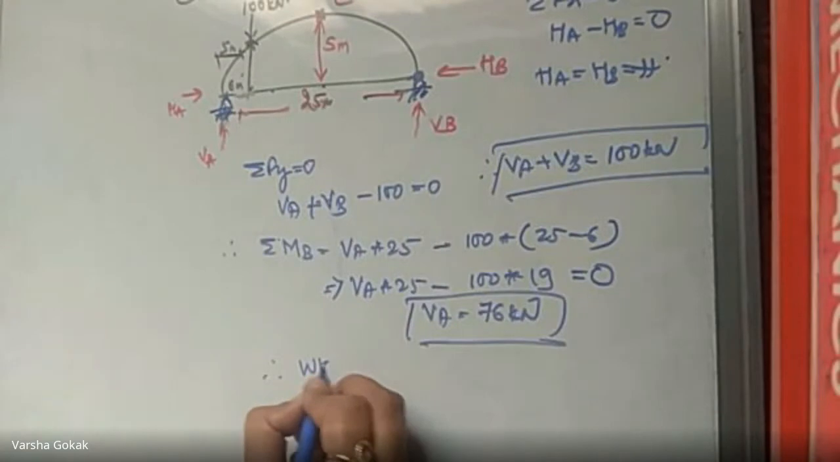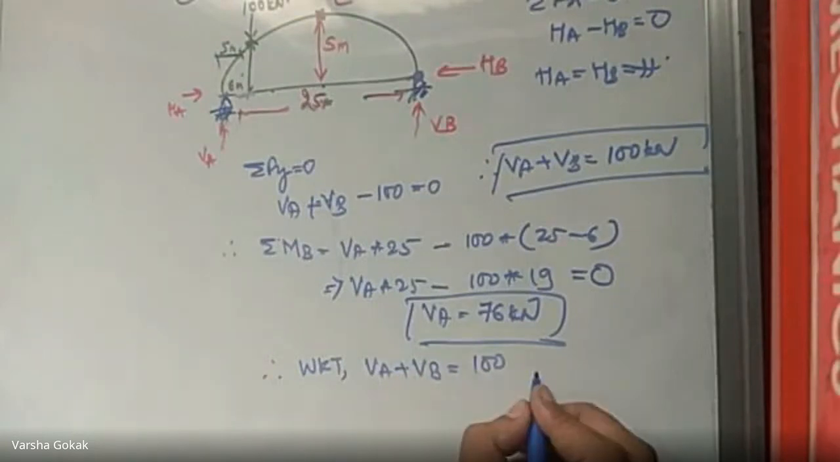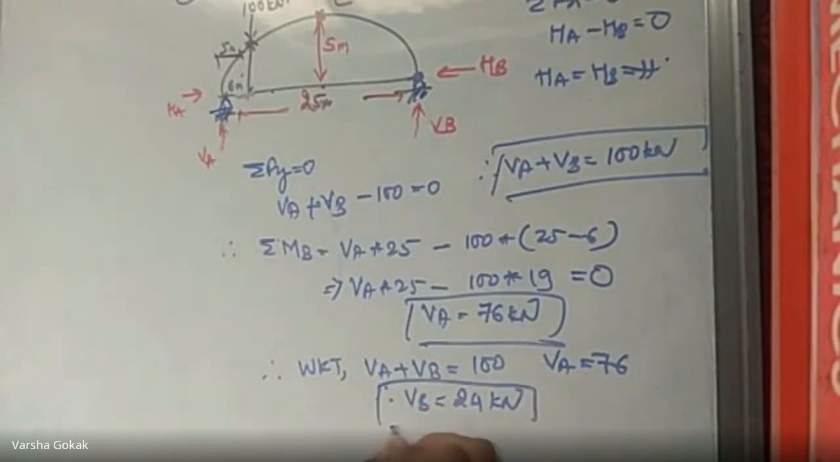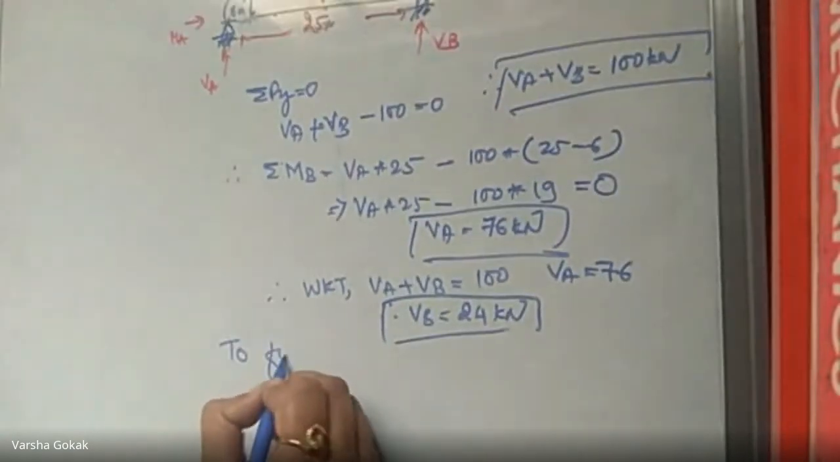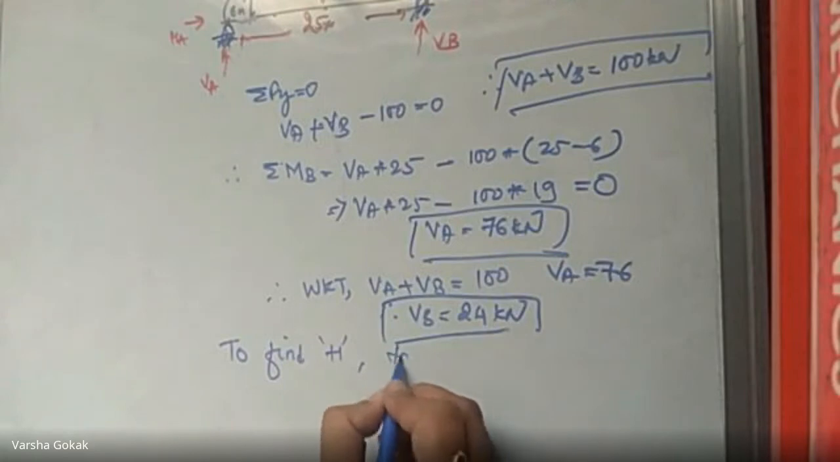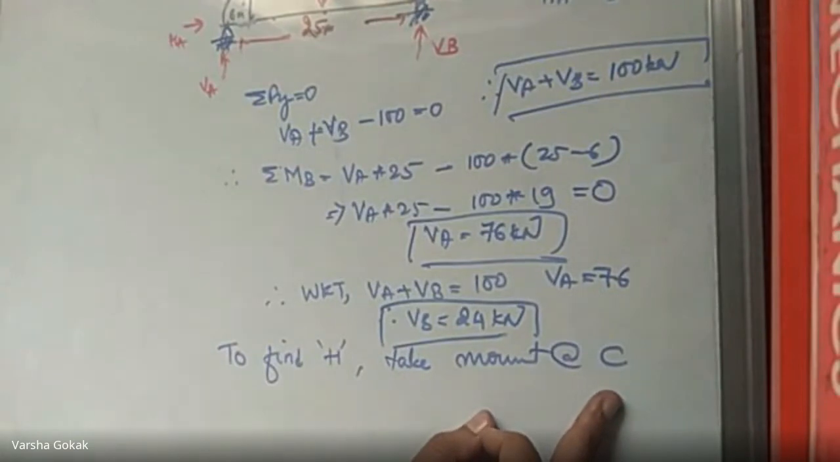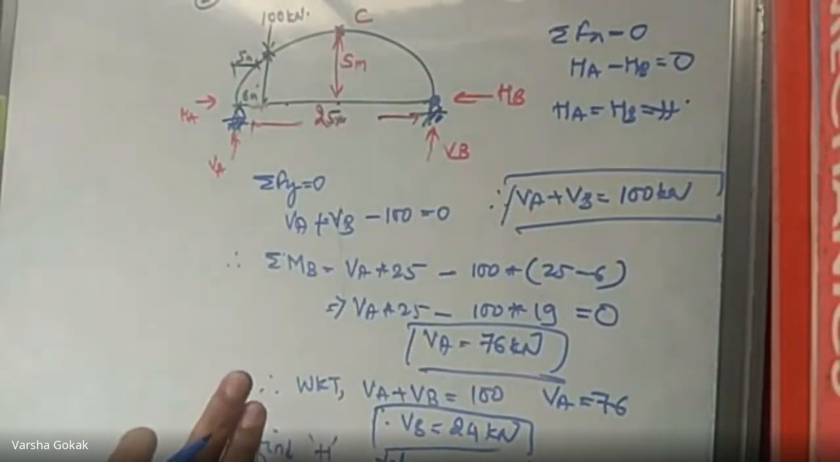Now, we know that VA plus VB is 100 and in that VA is 76. Right? Therefore, what is VB? 100 minus 76. How much is VB going to be? 24 kilonewtons. So you got VA and VB, and now I have to get the value of H. To find H, what do I do? I take moment at point C. So when I'm taking moment at C, I can take it from anywhere. Either I can take this part or that part. Any part of your choice you can take. No hard and fast rule. So which side do you want to take?